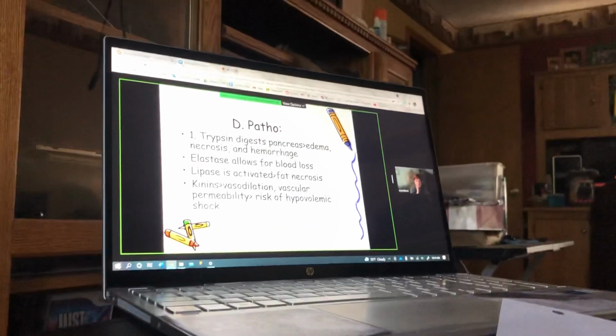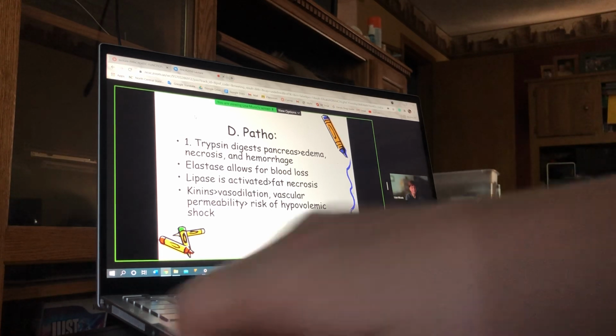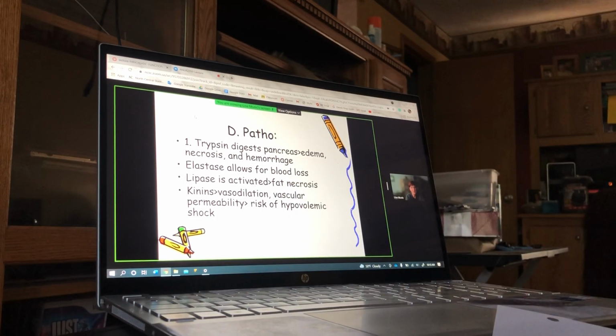Vasodilation and increased permeability, and it increases the risk then of hypovolemic shock, because instead of the fluid staying within the vascular system, it causes vasodilation and allows that fluid to seep out. So the loss of fluid can cause a hypovolemic shock. And I have a diagram that will show this a little better on another page. So that's the first part of it.